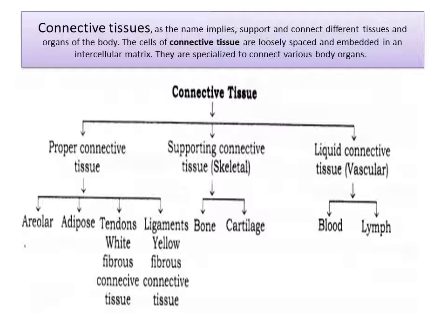Now see children, connective tissue is again further divided into different types. Proper connective tissue. It has areolar, adipose, tendon and ligament. Supportive connective tissue, bone and cartilage. Liquid connective tissue or fluid connective tissue, blood and lymph. Children, we have already discussed this type of flow chart and now I am proceeding to the next slide.